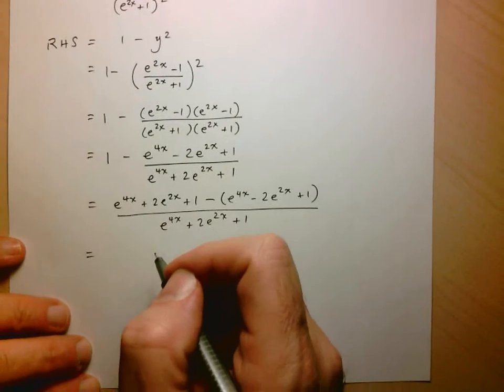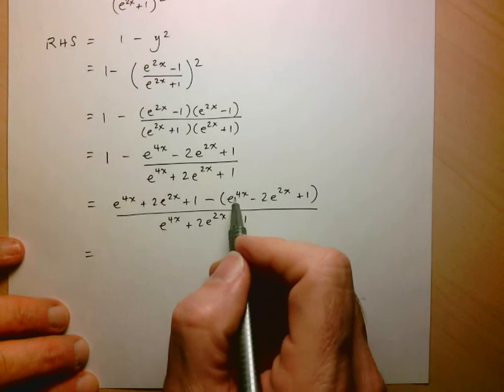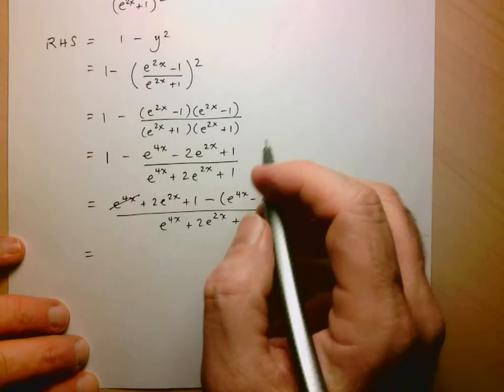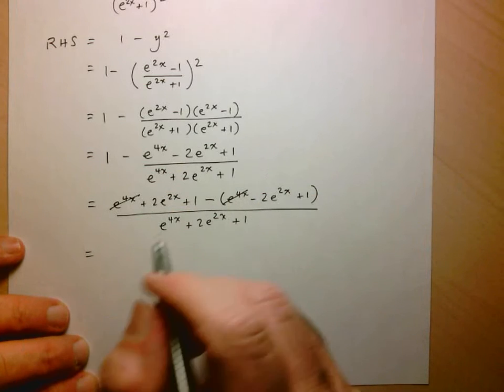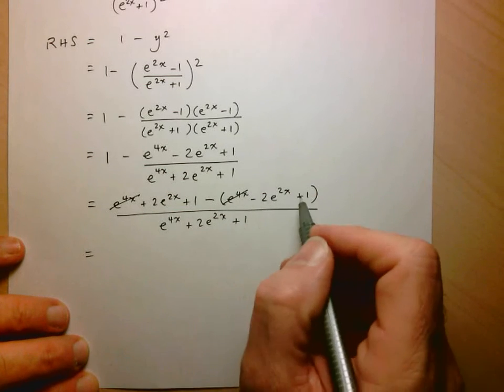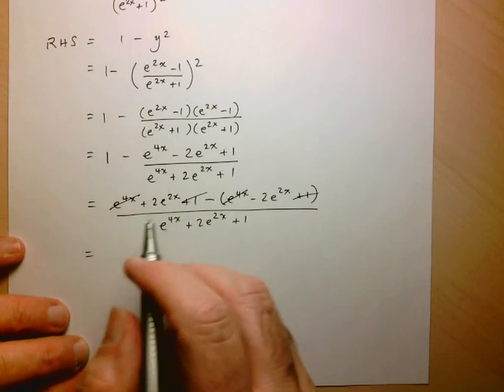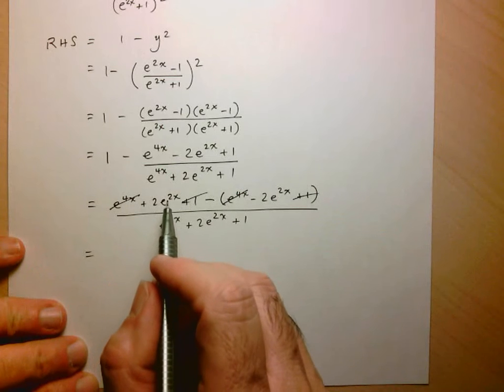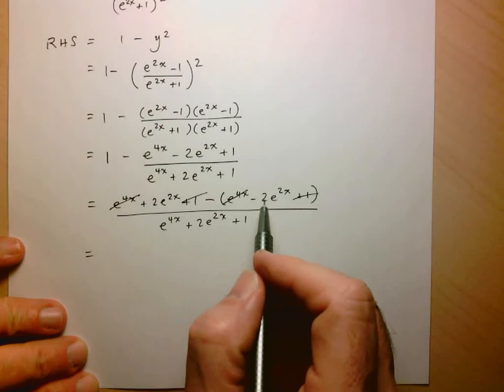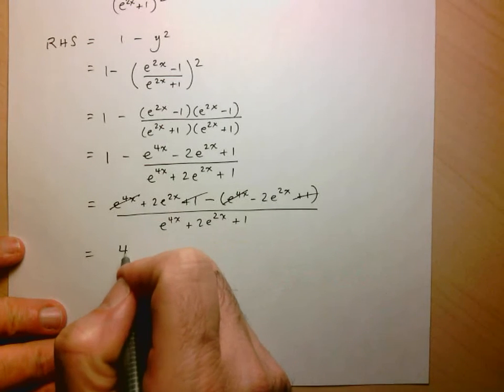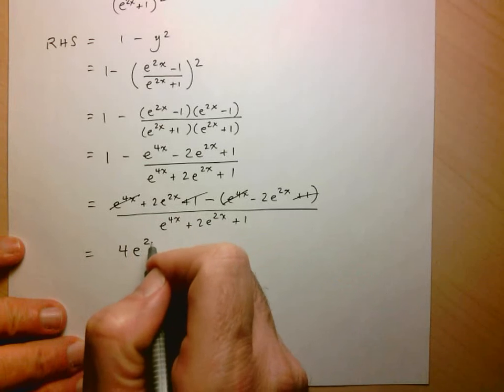Here in the numerator, the e to the 4x cancels that negative e to the 4x there. Here the 1 minus 1, those go. So the only thing I'm left with here is 2e to the 2x plus 2e to the 2x, which is 4e to the 2x.